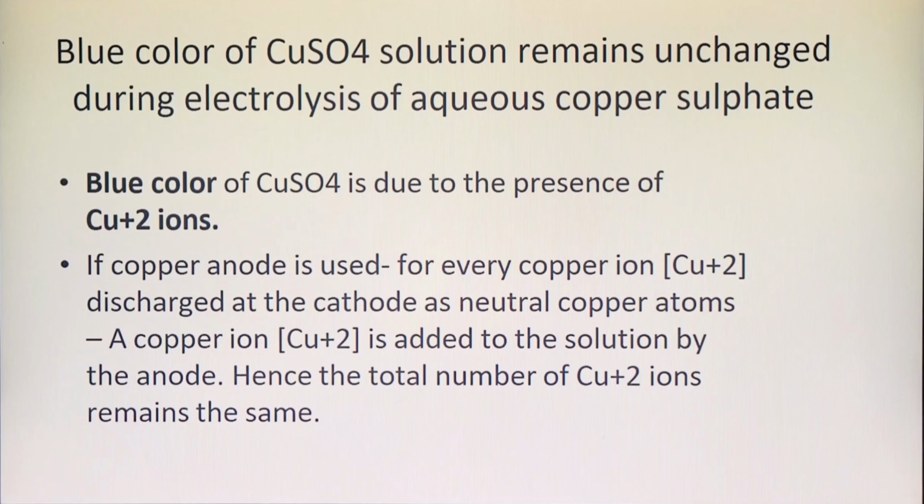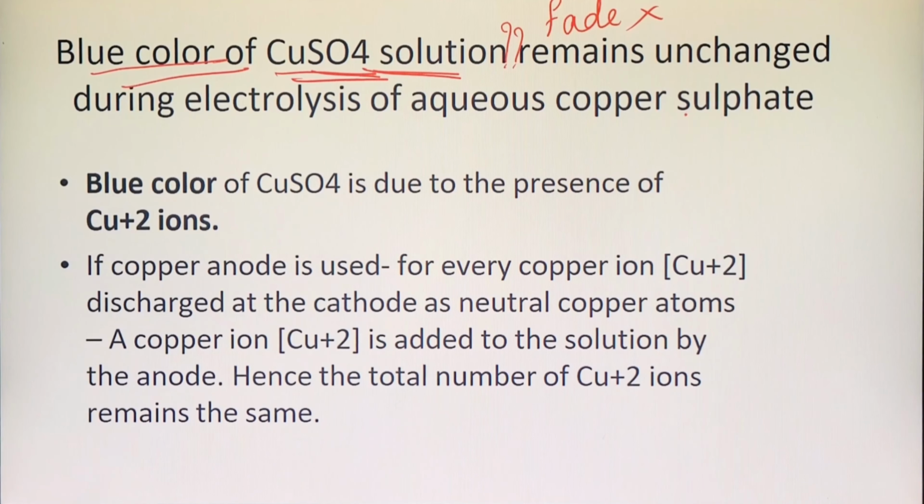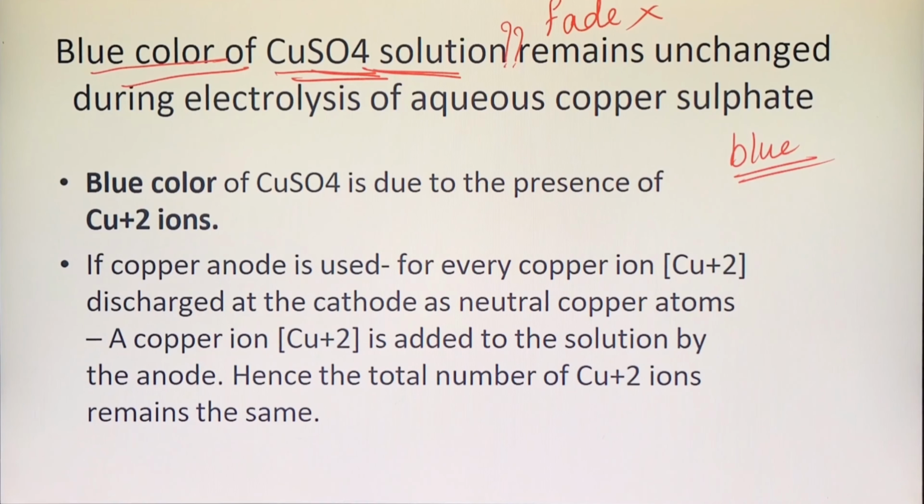Clear? The most important question that they will ask you is, when we are doing electrolysis of aqueous copper sulfate or copper sulfate solution, why doesn't the blue color of copper sulfate fade? Okay, they will ask you why the blue color of copper sulfate solution does not fade. But it does not fade when you are using only and only copper electrodes. Throughout the experiment, my copper sulfate solution will always be blue in color. For 1 second also the color won't change. Clear? So you have to write the answer in 2 points.